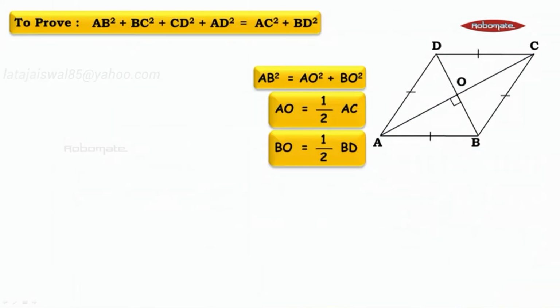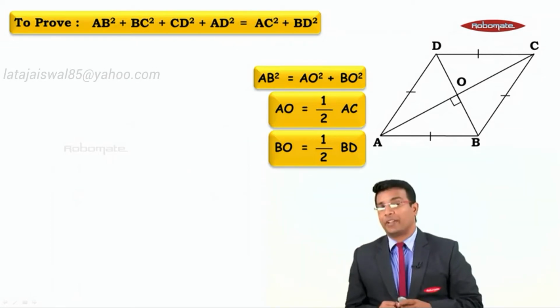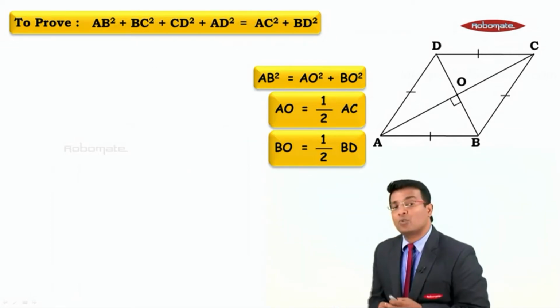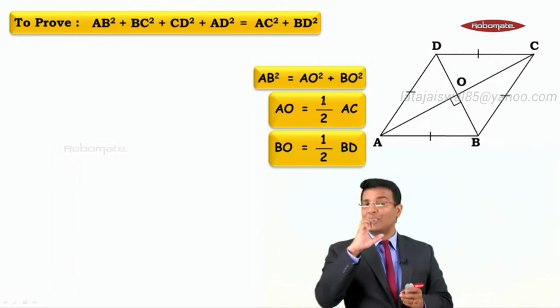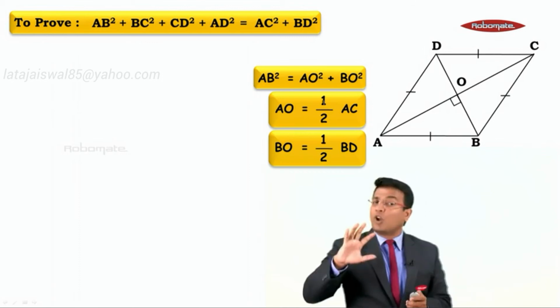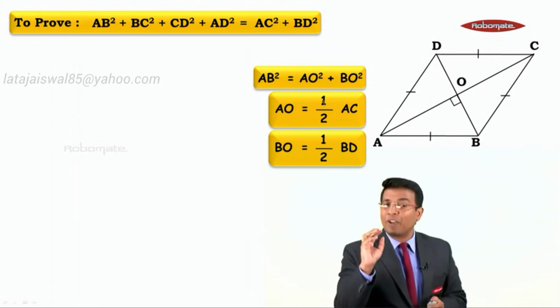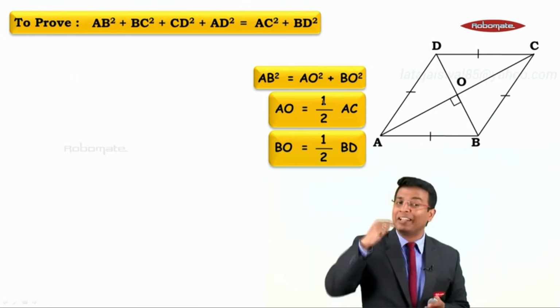Now it's very easy further. Now these are the things which we know, right? We know the first statement is AB square is equal to AO square plus BO square, which we got. And the next two are nothing but your statement number 2. Now the job is very easy. Somehow we just need to substitute the value of AO and the value of BO in that statement number 1.